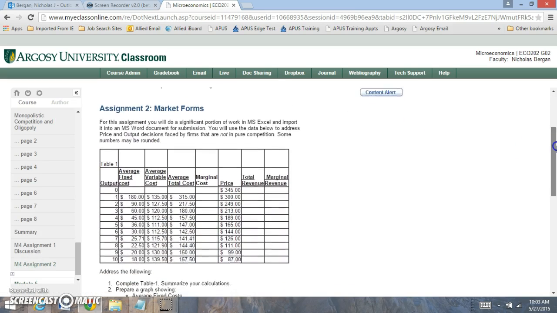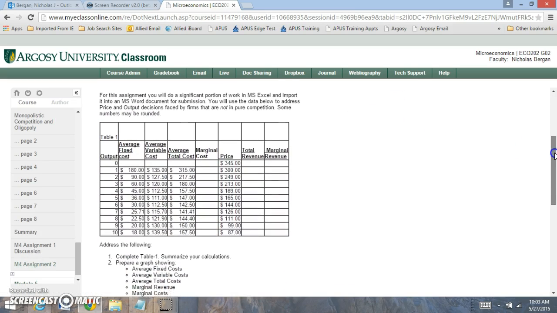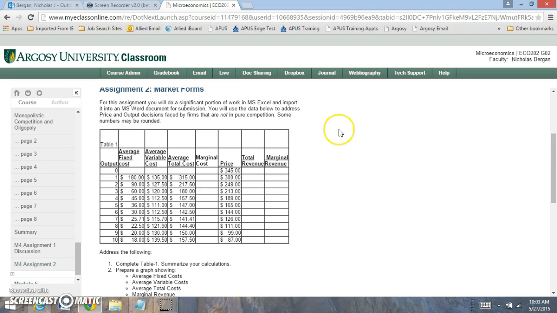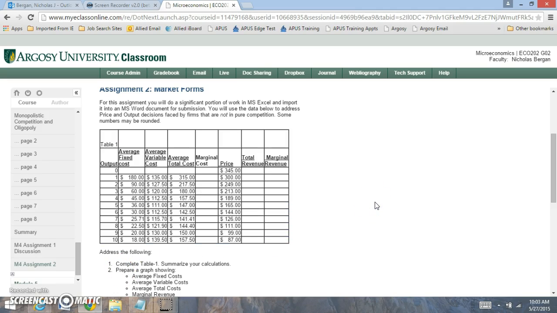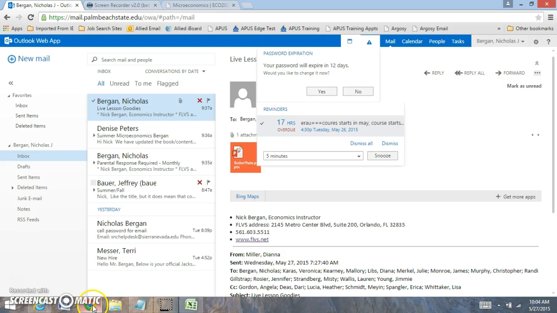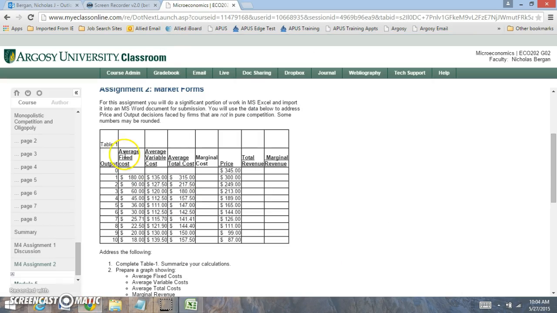Now, let's look at the assignment here. This might be a challenging assignment, but it's very simple. Just copy and paste this over into Excel, and you can easily calculate this. Now, I'm going to show you where they're tricking you here. All right, so let's copy this over here.